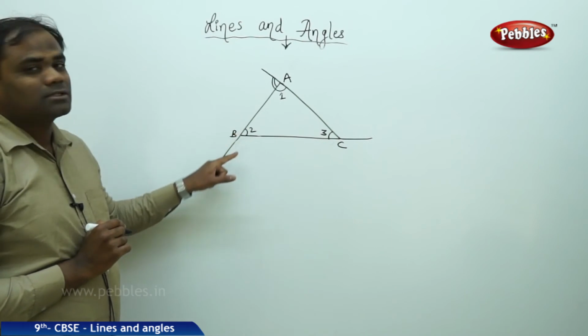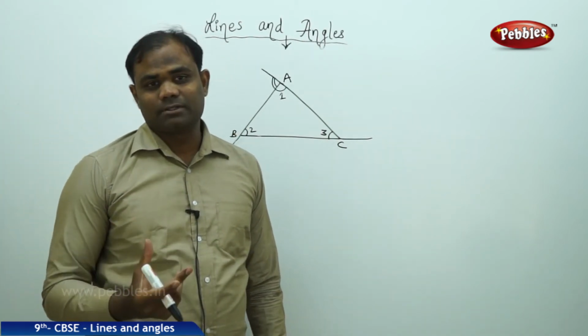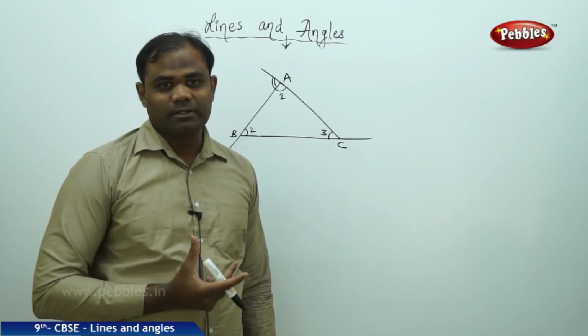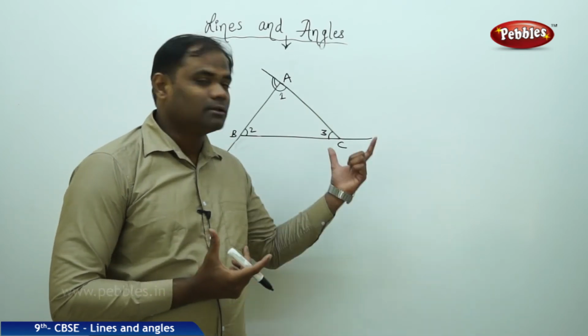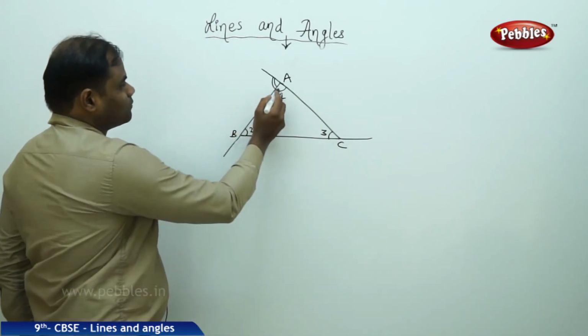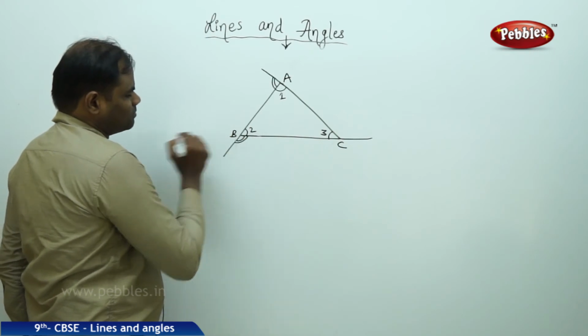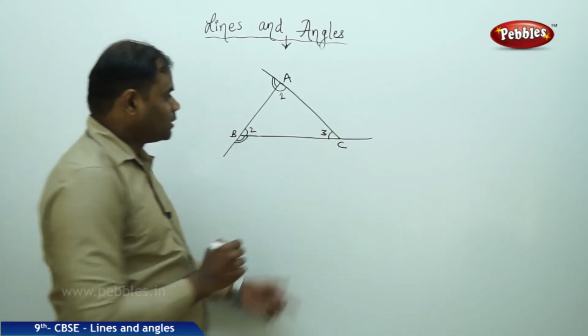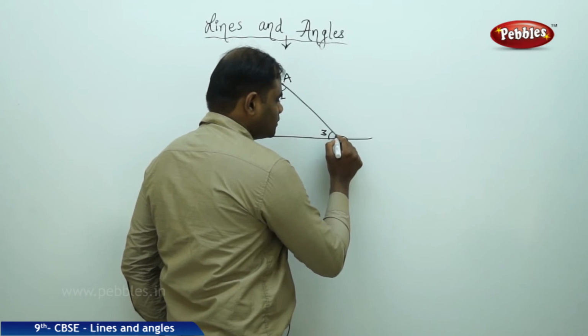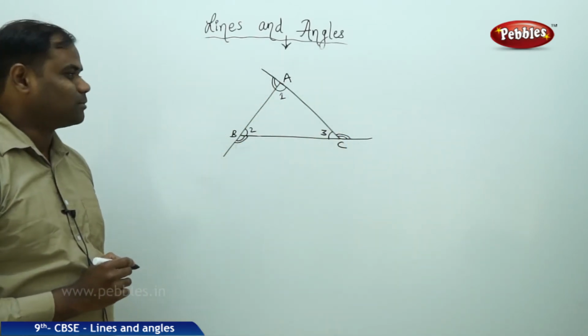So these angles also play a vital role in defining certain properties in the branch of mathematics, especially the properties related to triangles. So this side being extended forms another angle, and here this side being extended forms the other angle, and this side being extended forms the other angle. Let's see how we can connect the properties.